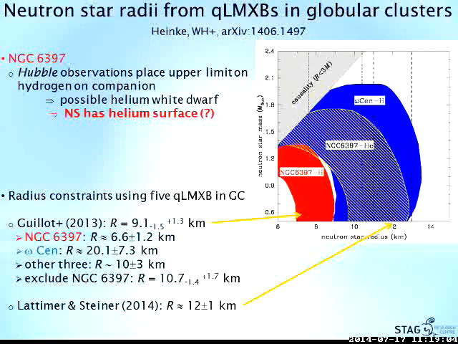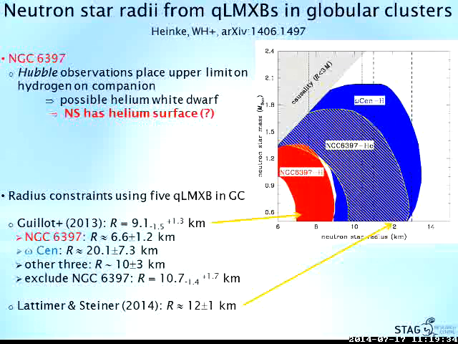So if you make that assumption instead, that the neutron star in 6397 is accreting helium and therefore has a helium atmosphere, and you use a helium atmosphere model to fit the spectrum instead of a hydrogen one, this is the region that you get for the radius. Okay. But in all of this, a mass independence has been assumed. Yes. Well, for the X-ray spectral fitting, no mass has been assumed.